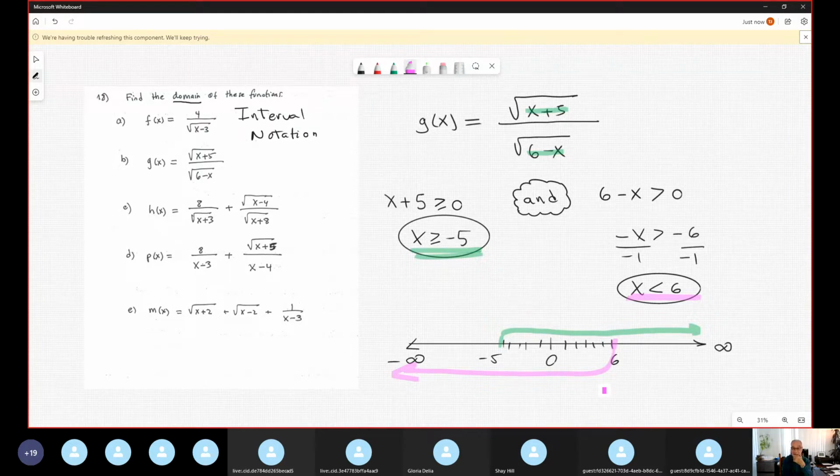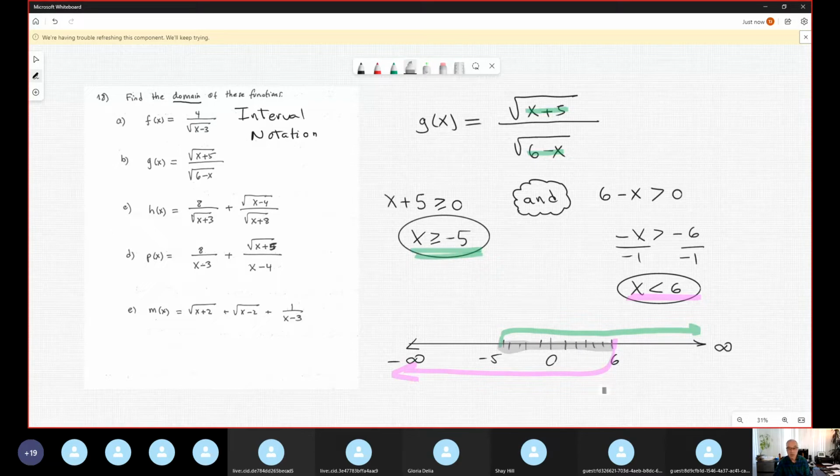because it's the common element. Okay, so let me use another color, maybe gray color, for the final answer. The final answer is this. It is the common part.